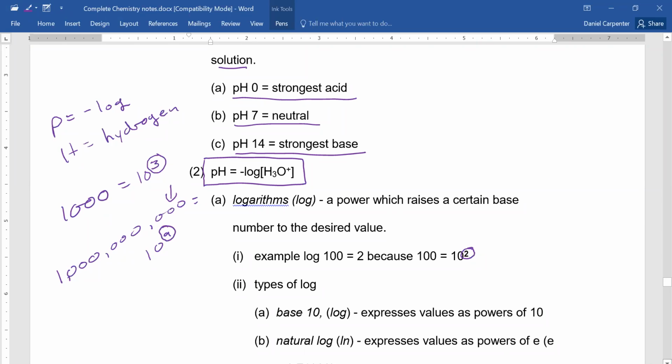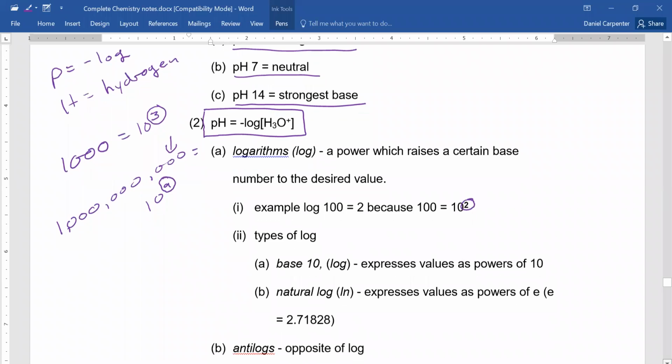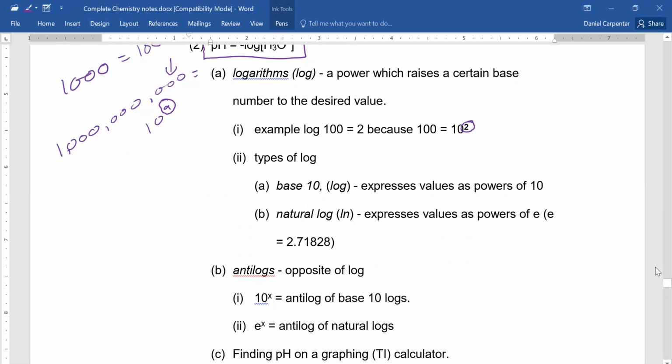So you can take any number and find its log. Now, be aware. There are two kinds of logarithms. There is the base 10 logarithm, which is 10 squared, 10 cubed, 10 to the 2.7, whatever. And that's just referred to as log on your calculator. This is what we will be using all the time.